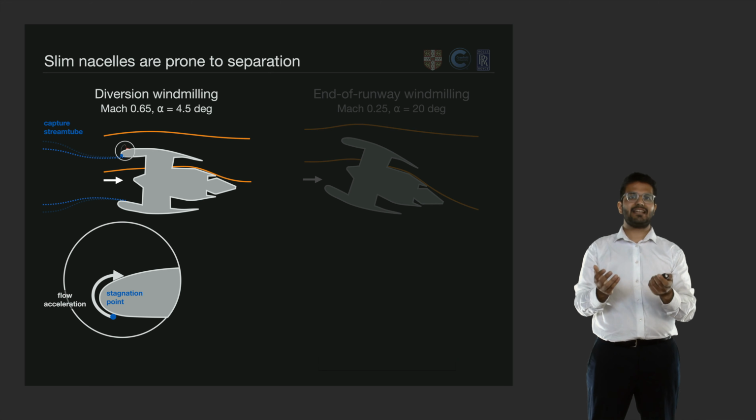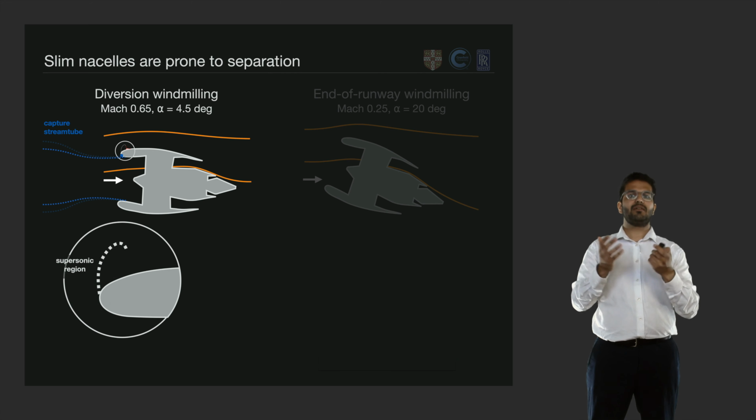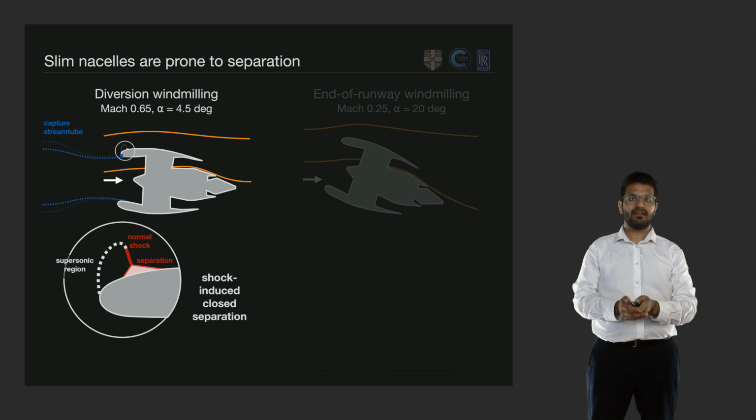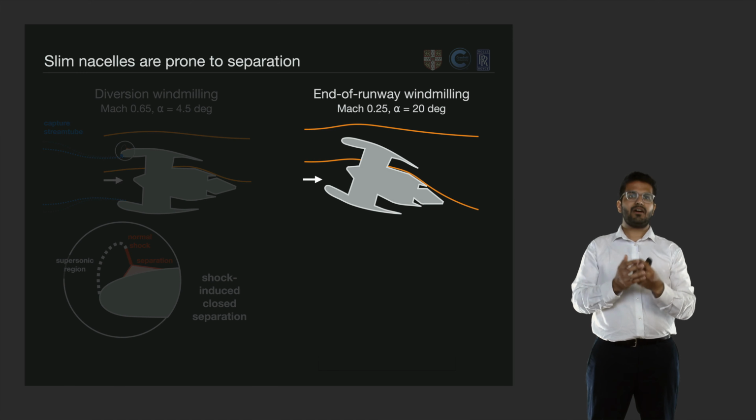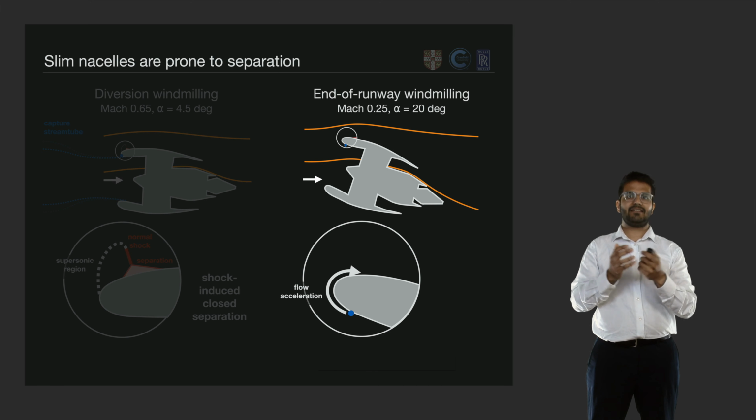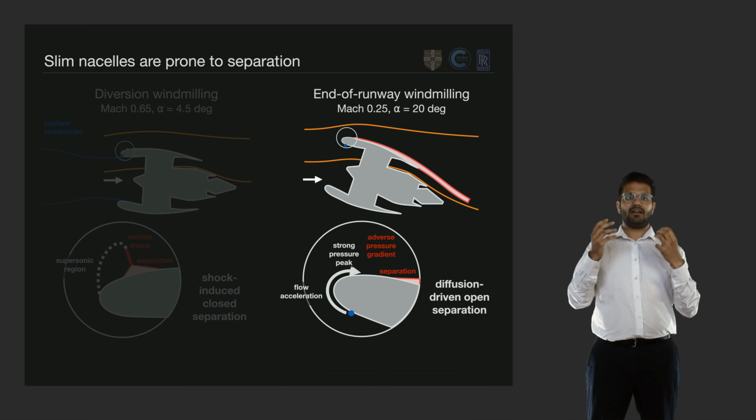As it does so, it accelerates to form a supersonic region which terminates in a normal shock. And if this shock wave is strong enough, it can cause a local separation of the boundary layer developing on the external fan cowl surface. In end-of-runway windmilling, the lower Mach number means that the flow field looks slightly different. In this case, despite the flow acceleration, we don't get a similar normal shock. But despite this, the strong pressure peak can result in a substantial enough adverse pressure gradient to cause an open leading edge separation around the external fan cowl surface.